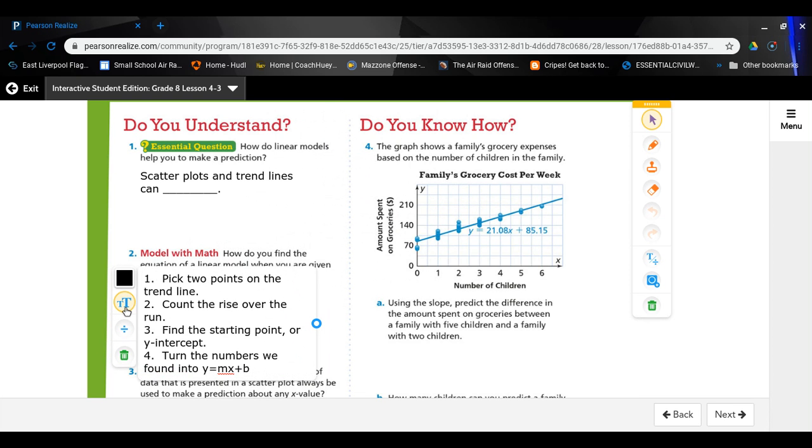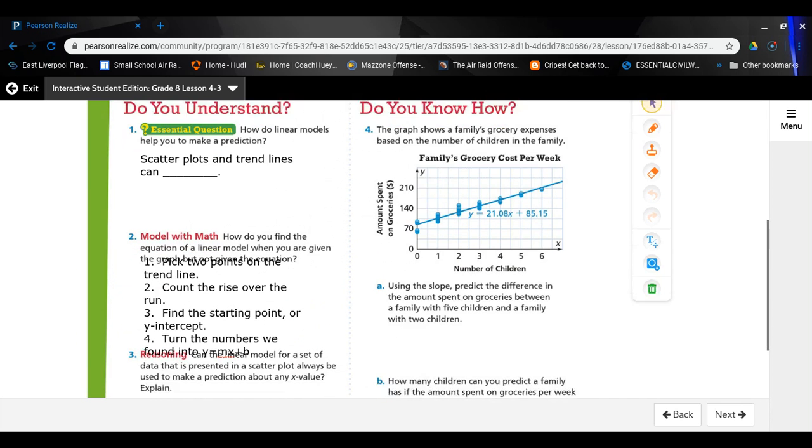Let me make that a little smaller for you. There we go. It's not tripping over itself.